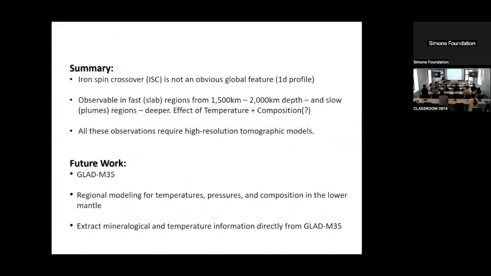It can be observed in slab regions and faster and slower regions because the signature is in the velocity dependence of temperatures. And all these observations require high resolution tomography images. Now we are zooming into different regions of the mantle and analyzing these heterogeneities in S and P where I think we know better the composition of those regions.